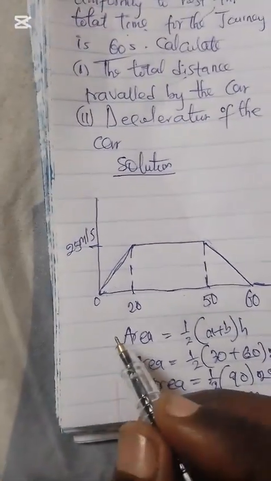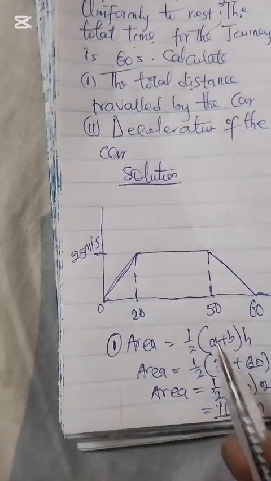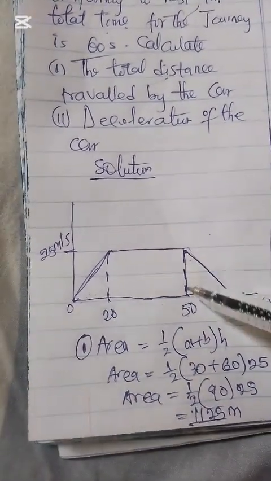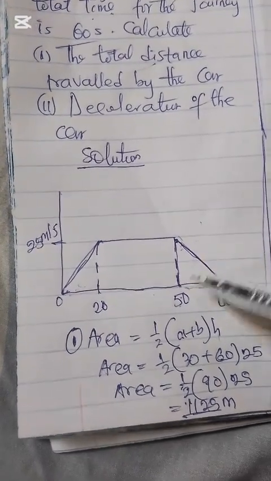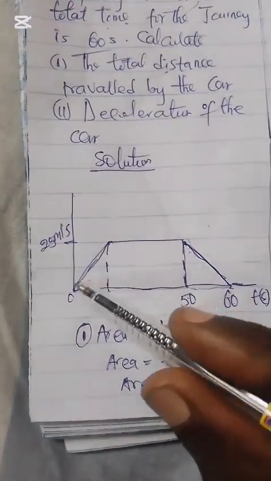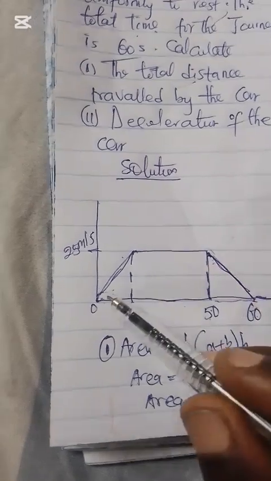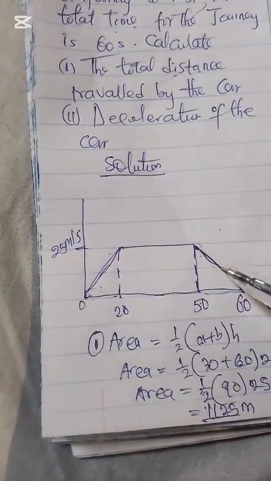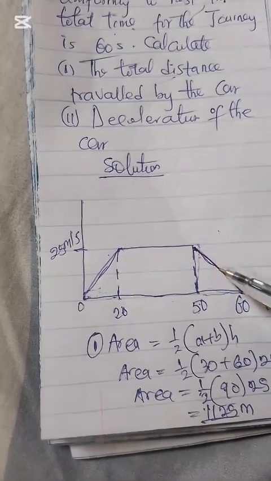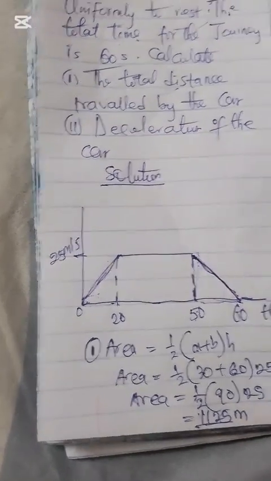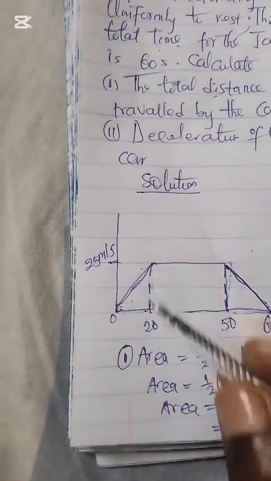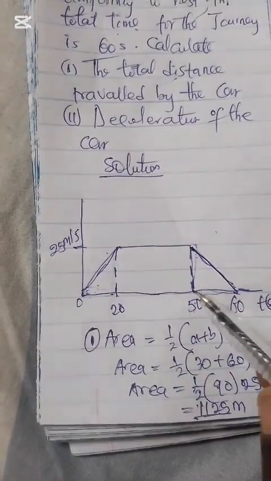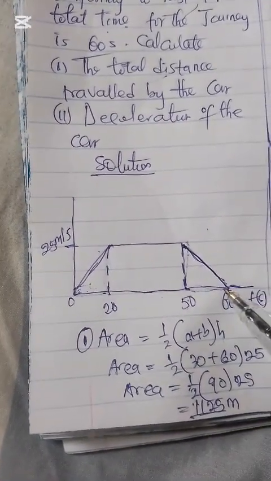So we have gotten the first question. The second question is to look for the deceleration of the car. Deceleration is this particular shape here. Remember, this is deceleration, this is acceleration. So if we are asked to look for acceleration, we use this particular triangle. But we are asked for deceleration, so we use this particular triangle because this represents deceleration. So our deceleration will be the velocity, which is still 25, divided by the time for the deceleration, which is from here to here, which will now give us 10.